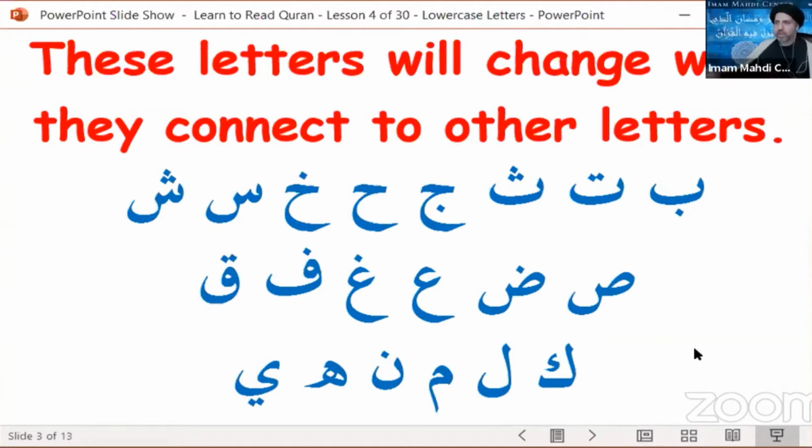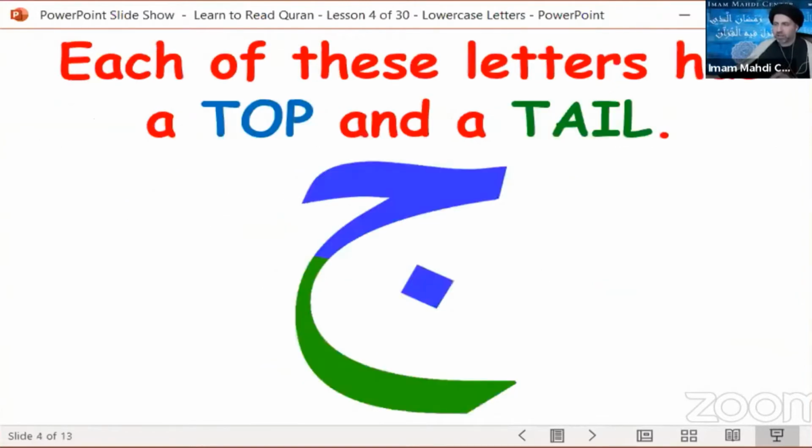cases is very simple. And we can get to that simple method by thinking of each letter as having what we call a top and a tail. Now, as you see here, this is the letter Jim. The blue portion that you see here along with its dot is what we would consider the top of the letter. And the green portion, the green curved ending that we see here, we can consider this as the tail.